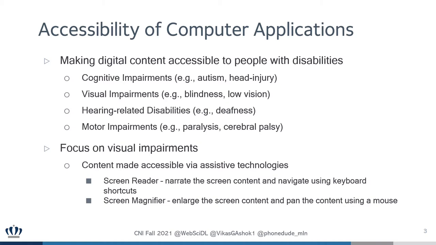Students with visual impairment access computing applications via assistive technologies such as screen readers and screen magnifiers. Screen readers are mostly used by blind users to listen to the application content and also navigate the content using special keyboard shortcuts. Screen magnifiers, on the other hand, are used by students with low vision to enlarge the application content and also pan the content in different directions to view the occluded portions.